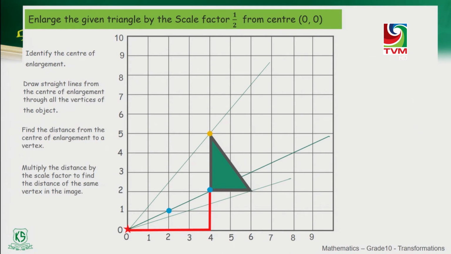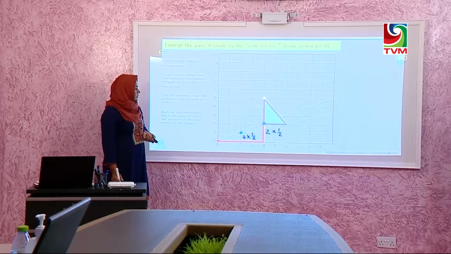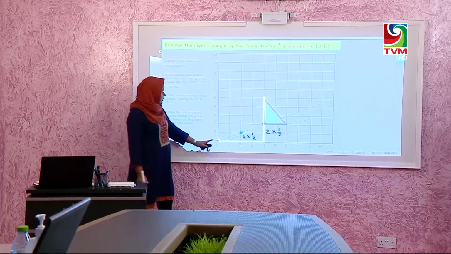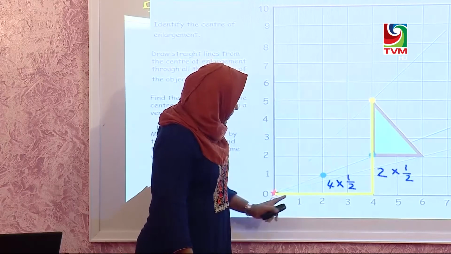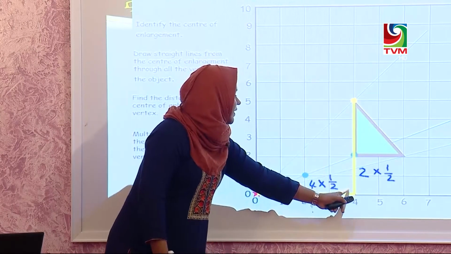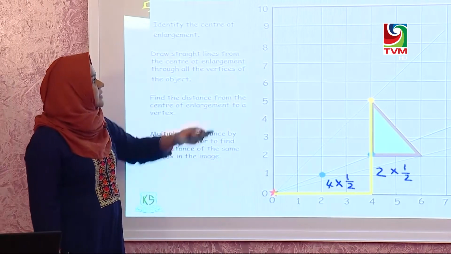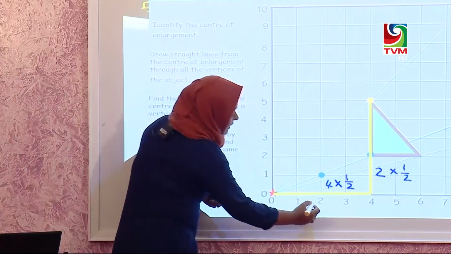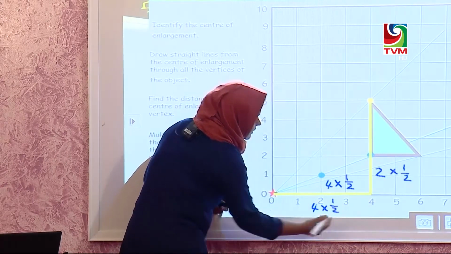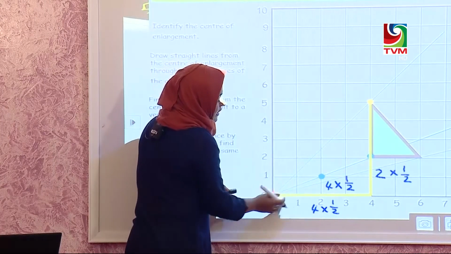Now follow the same steps. Identify another vertex on the object. Check the distance from the center of enlargement to that point. As you can see, from the center to the point here we have across 4 squares and vertically we have 5 squares. Now you have to multiply the distance by the scale factor. Our scale factor is half. If you have across 4 squares, multiply it by half. Again, 4 times half is 2. So the point on the enlargement will be 2 squares across.